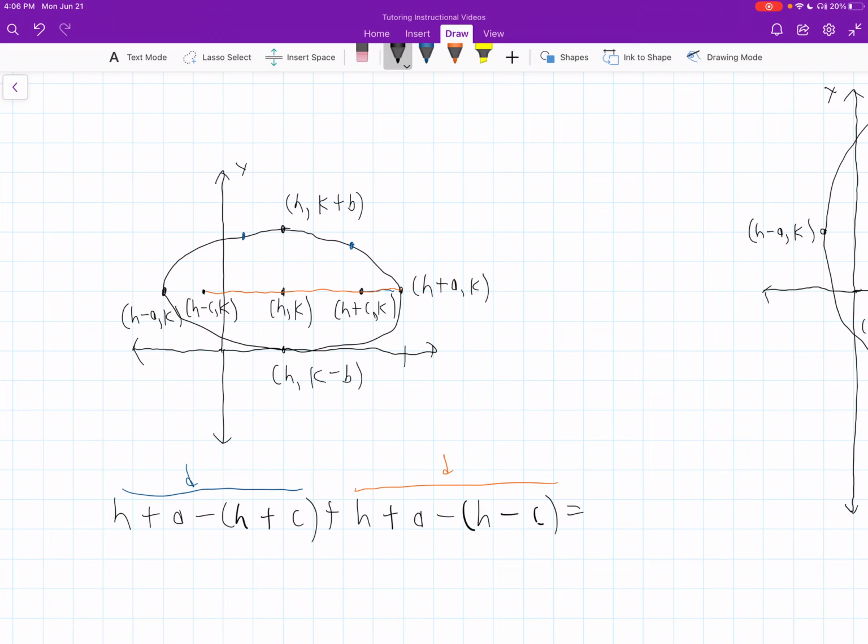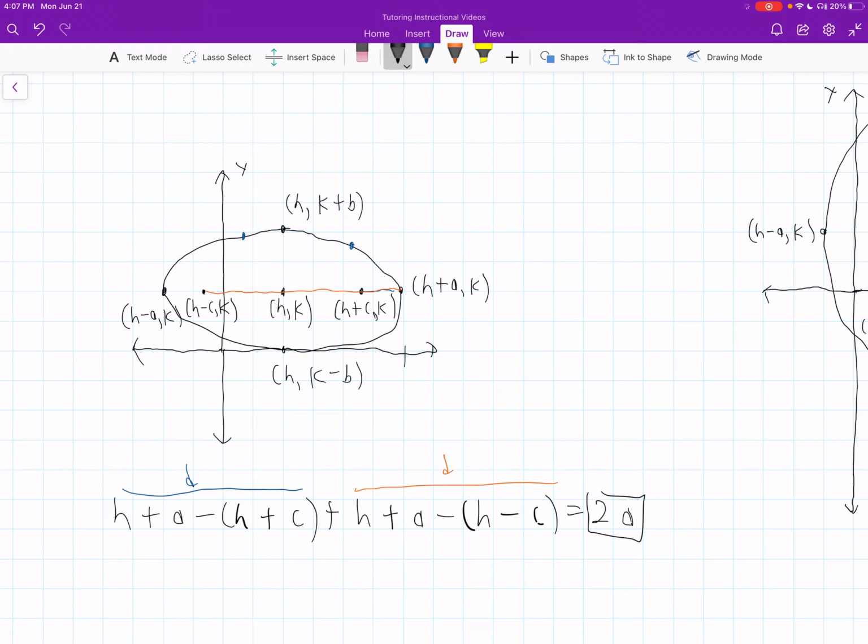And if we do this math, we'll see that it basically just comes out to 2a because everything else cancels. You can check that. You'll have h and minus h in the first term, h minus h in the second term. You'll have minus c in the first distance, plus c in the second distance, and then you'll have a plus a, which is 2a. So no matter what point we pick on the ellipse, the sum of the two distances is always going to be 2a by definition.